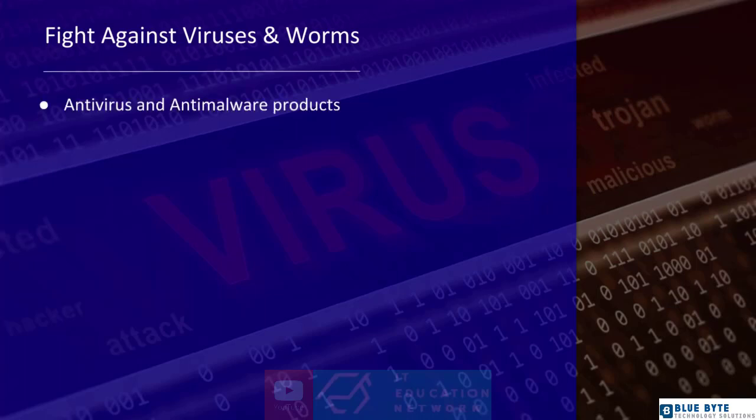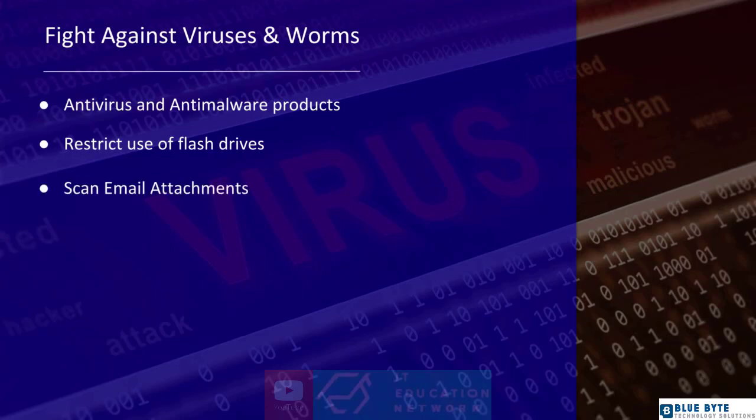Now, the three best ways you can fight against viruses and worms would be the use of antivirus and anti-malware products. But you could also restrict the use of flash drives. Remember that viruses and worms can spread rapidly with the use of a flash drive. And then finally, scanning email attachments. Still one of the most popular ways worms in particular are able to spread is via email attachments. So whenever you see an email attachment, always be sure that it is from a trusted source, or make sure that you scan it before you download it to your system. So with these three methods, you can highly restrict the effectiveness of viruses and worms on any computer system or network system.